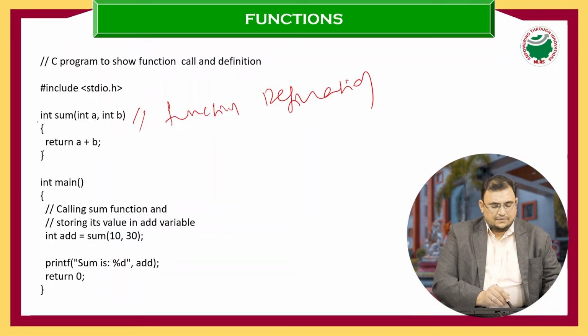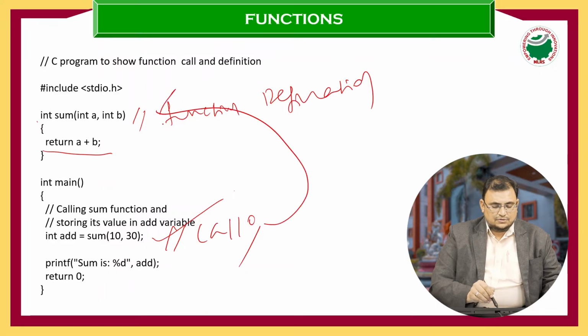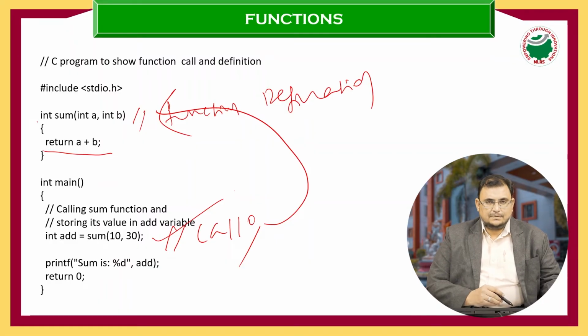And here I am performing a plus b, and for this I am passing the data from here: addition is equal to sum of 10 comma 30. So this is called a function call. Whenever a call occurs, control goes to the definition of the function. It passes the parameters, so 10 is copied to A and 30 is copied to B, and it performs 10 plus 30, that is 40. 40 is returned to add.